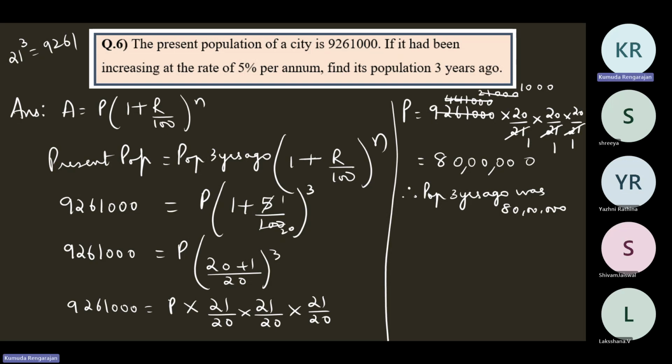So in this question, we have present and past, 3 years ago. So 3 years ago is the principal and the present is the amount. And since it's rate of increase, the formula will be 1 plus R by 100. Rate of decrease, 1 minus R by 100. And N, you can see it there, find its population 3 years ago. So N is 3.